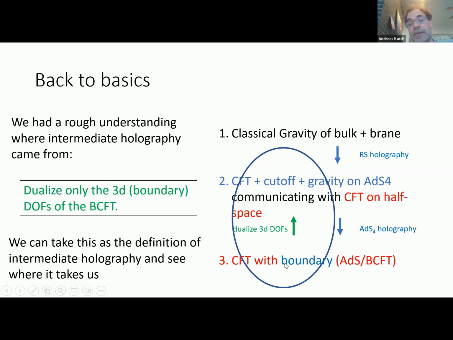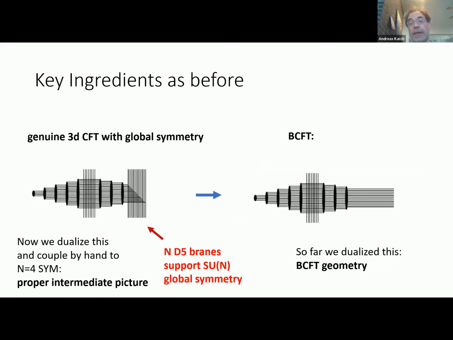I'm going to start with the BCFT, and I'm going to use holography only on the 3D degrees of freedom, but leave the 4D degrees of freedom untouched. So we're going to define the intermediate picture as what you get when you start with the well-defined BCFT and only dualize the 3D degrees of freedom. I can write this down in formulas and in pictures.